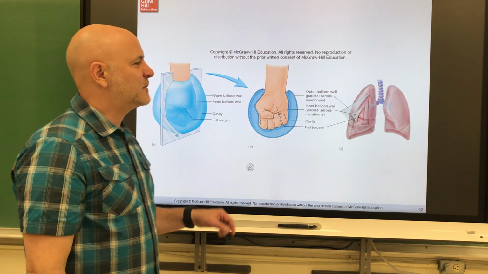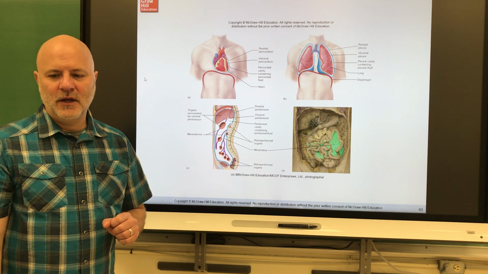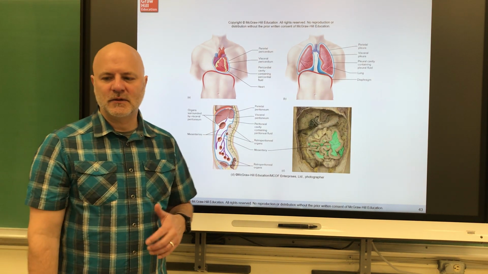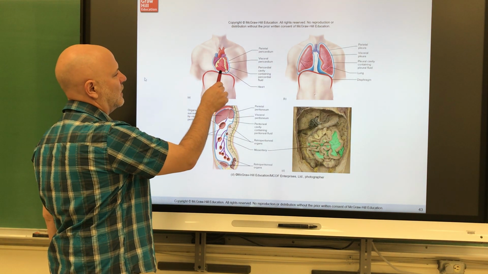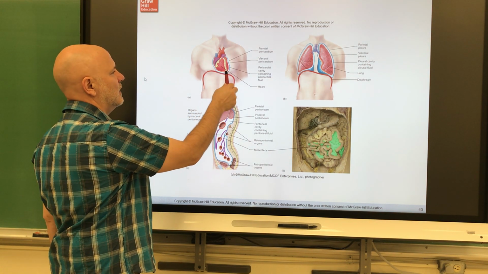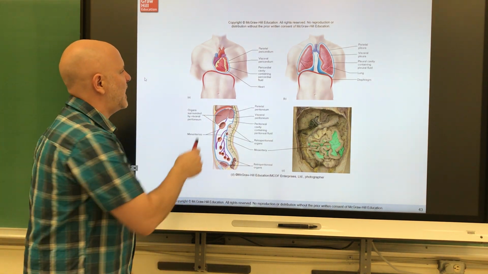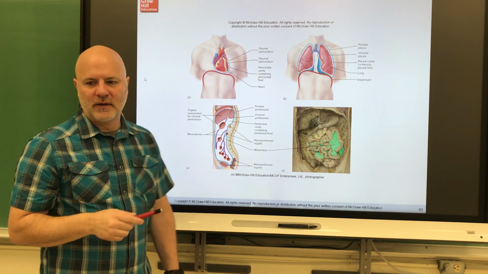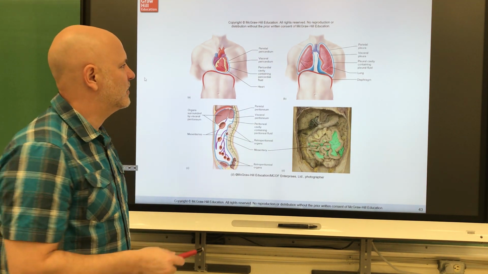All right, let's look at specific serosas. First is around the heart. These are called pericardial membranes, so membranes that surround the heart. We have a visceral serosa, which is on the heart, and a parietal serosa, which is around the outside of that. The space in between is called the pericardial cavity. That's the space between the parietal and visceral pericardium.